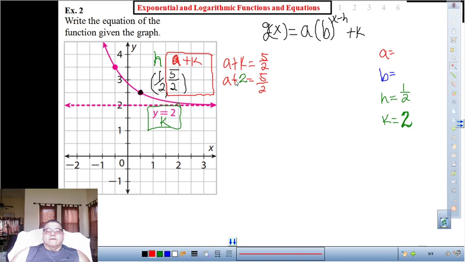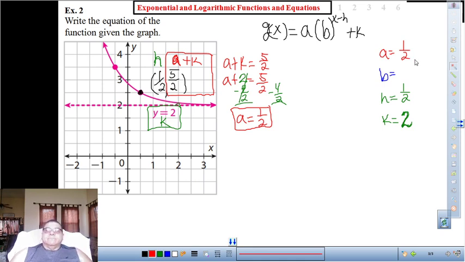Okay, so let's solve for a. So what do I do here? I need to get rid of the 2, so I subtract 2. Can I make the 2 into halves? How many halves are in 2? Yeah, 4. So I'm going to subtract 4 halves from each side. So I'm left with a equals 1/2. So now we have a.